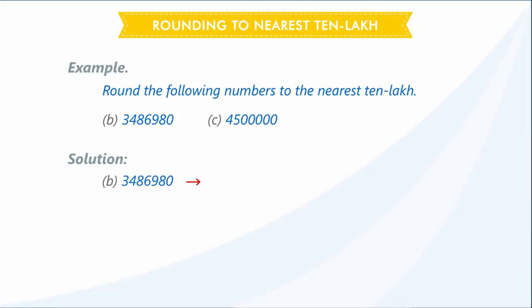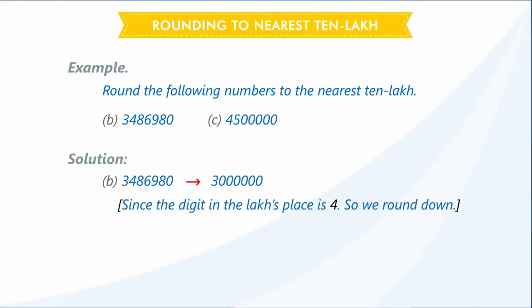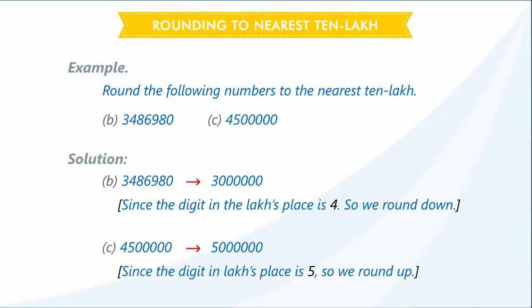B. 34,86,980 is considered as 30 lakh, since the digit in the lakhs place is 4, so we round down. C. 45 lakh is considered as 50 lakh, since the digit in the lakhs place is 5, so we round up.